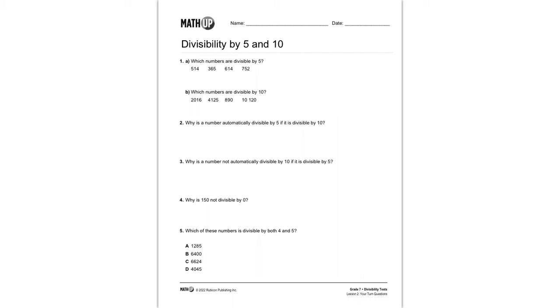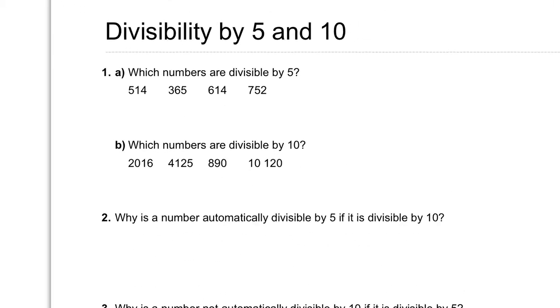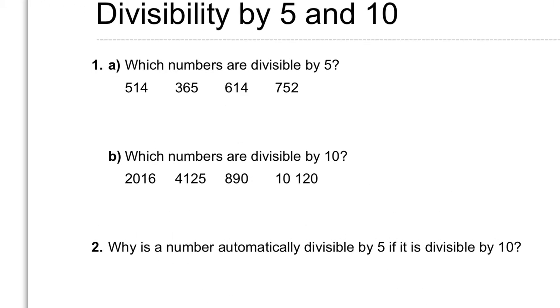Let's look at what our first question says. It says, which numbers are divisible by 5? So we just look for a number that ends in a 5 or a 0, and I only see one here. That's all we need to do.